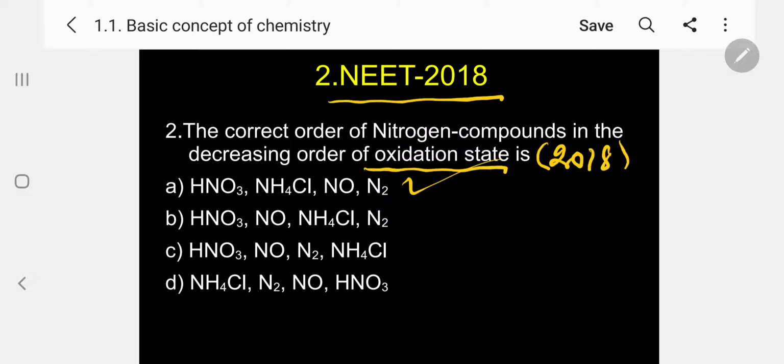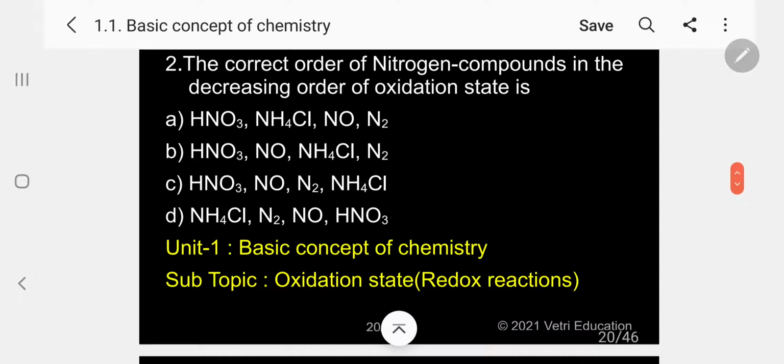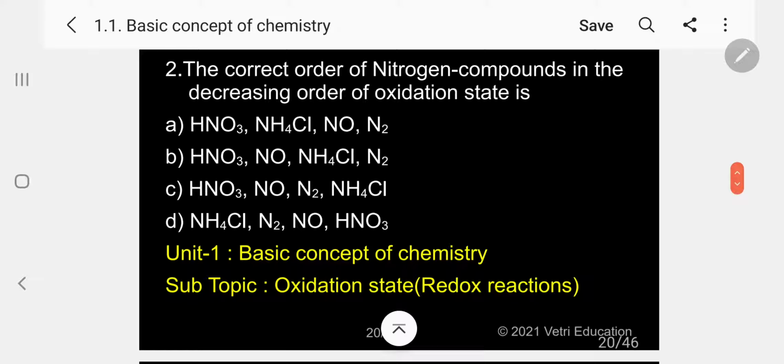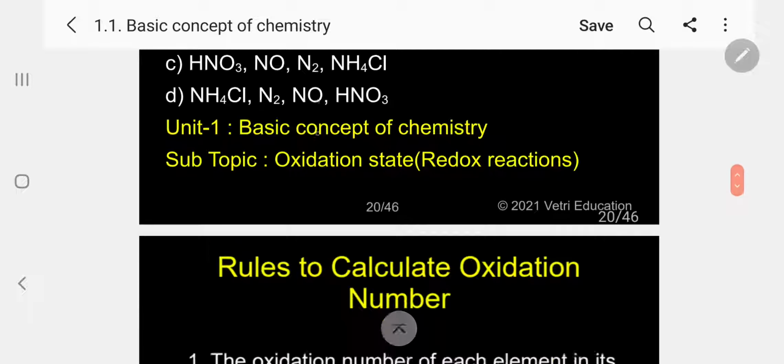If you take option A, the only difference is that these are reversed in all the other options. So to find the correct answer, you must know what oxidation state is and how to calculate it. Let me explain, then the answer will be very easy for you. This second question is asked under the basic concepts of chemistry, the subtopic is oxidation state, that is redox reactions. Please follow. This comes under redox reactions.